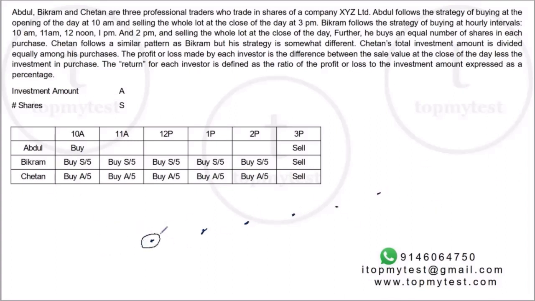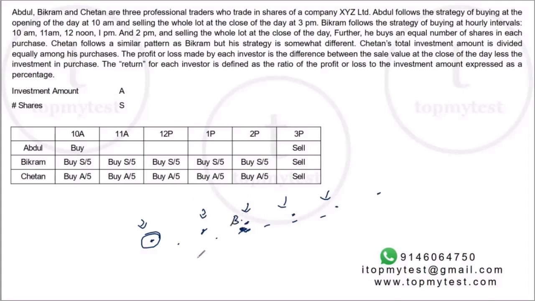Abdul has bought at the lowest price, right? He is going to make a huge amount of profit. Bikram is going to make a lesser amount of profit. Why? Because Bikram's cost price keeps on increasing through the day, right? This is his average cost price. So Bikram's cost price will be somewhere here, right?